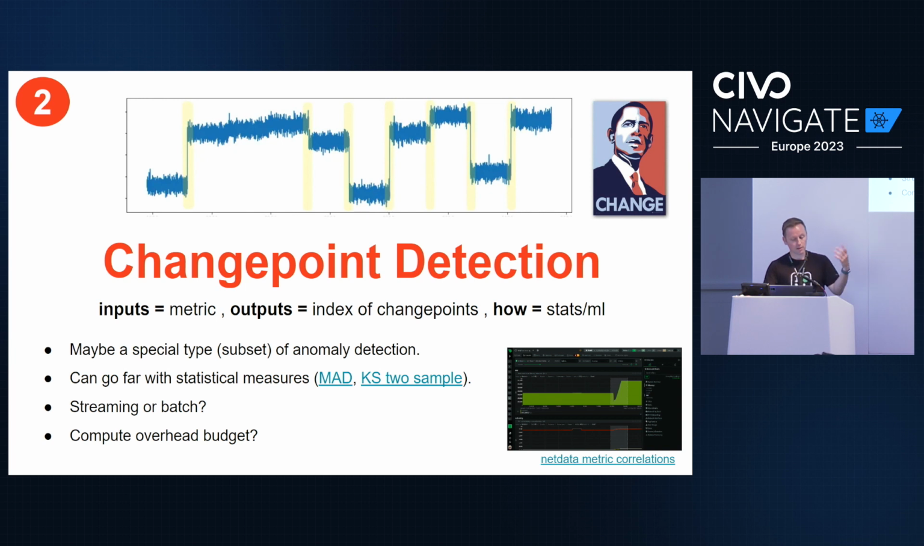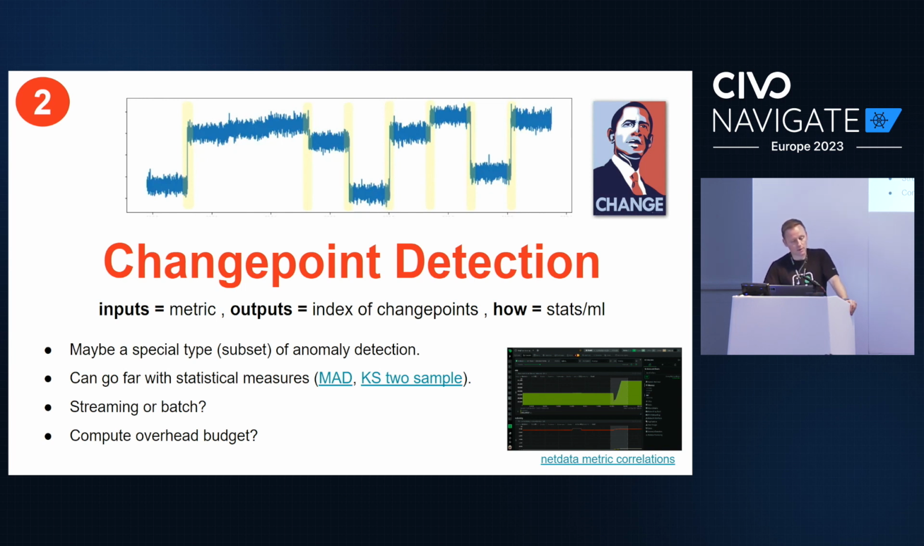The input here, again, is your metrics, and the outputs are, for each time, an index of ones or zeros to say, does this timestamp represent a change or not? And you can actually get very far with statistical measures for this. Median absolute deviation is one that's used, and this is another one that we've built, where we use statistical hypothesis tests to take a window of time before, take a window of time after, and test whether it's statistically different in terms of the distribution. That's pretty good at catching not just sharp changes like this, but also changes where the shape of the line has dramatically changed in a short window.